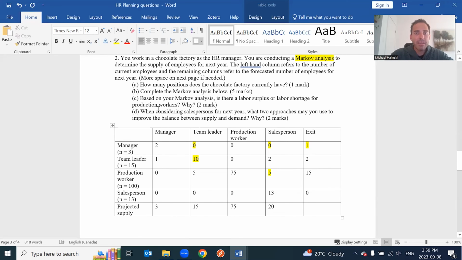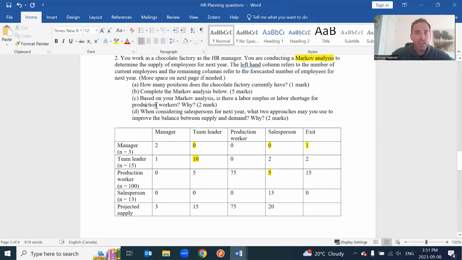Part C, based on your Markov analysis, is there a labor shortage or a labor surplus for production workers, and why? So the important thing here is kind of like two things. It's making sure that you understand what a labor shortage is versus a labor surplus, and then it's trying to use the table to figure out which one is relevant, and then what would you do about it. So it's kind of like a multi-tiered question that you have to understand before you can actually apply it. So in this case, we're talking about production workers.